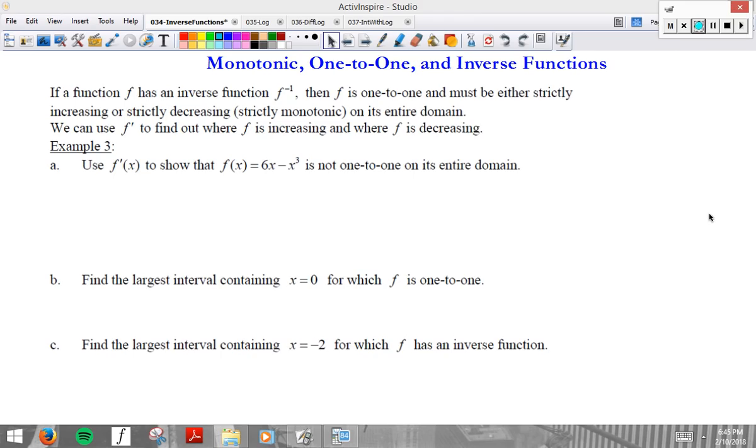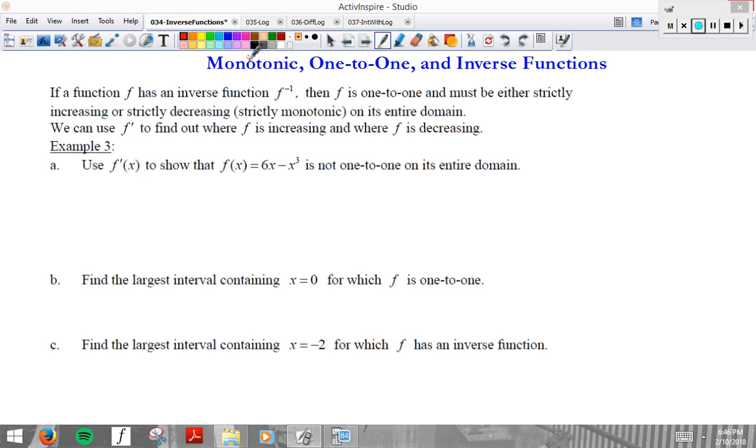We're going to be finishing off lesson 7-3, which is on monotonicity, one-to-one, and inverse functions. The earlier parts of 7-3 talked about derivatives of inverse functions. Another huge application of this idea: a function only has an inverse function if f is one-to-one.